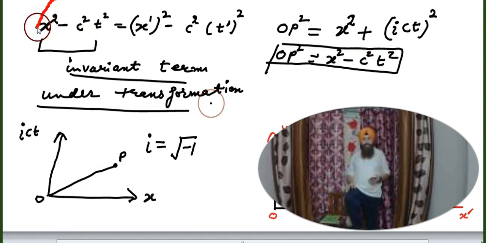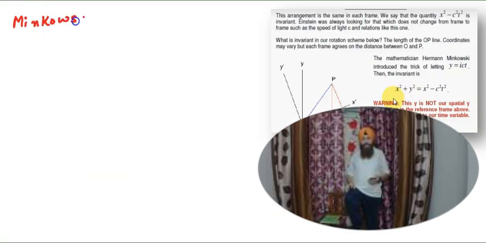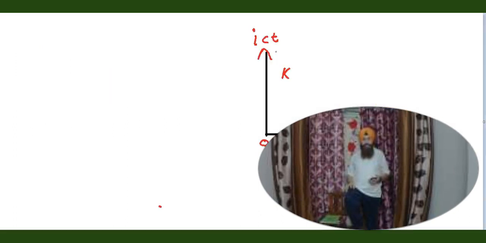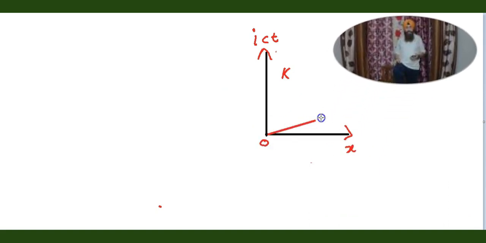That means this term is basically some position in the position-time space. Okay, we may think like this. And it is invariant. So we have the example of the Minkowski space, and it is invariant. This is X and ICT, one frame.